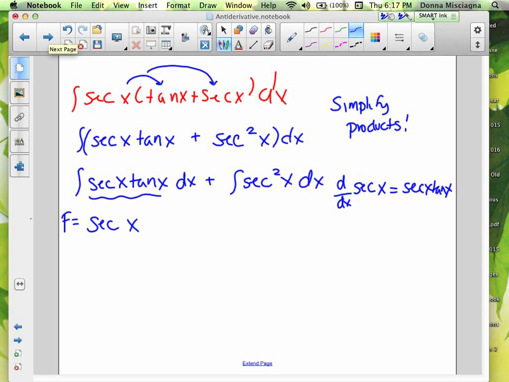And who has the derivative secant squared x? Well, if I take the derivative of tangent x, that would be secant squared x. So if I do the opposite and take the integral of secant squared x, it's just who has secant squared x as its derivative? Well, that's tangent x.